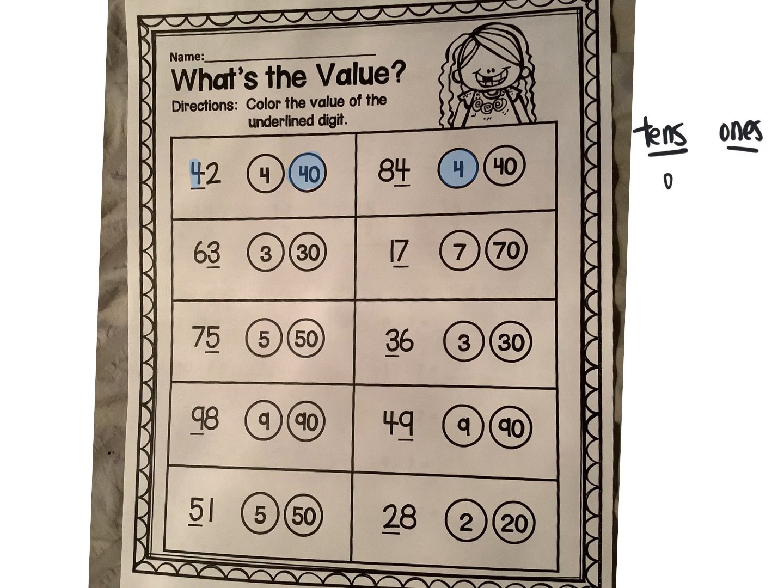Okay, let's look at 63. The 3 is underlined and that's in the ones spot. So there's no 0, it's just worth 3. Remember, that's the little 3, the ones cubes. 17, the 7 is underlined, so that's just worth 7.